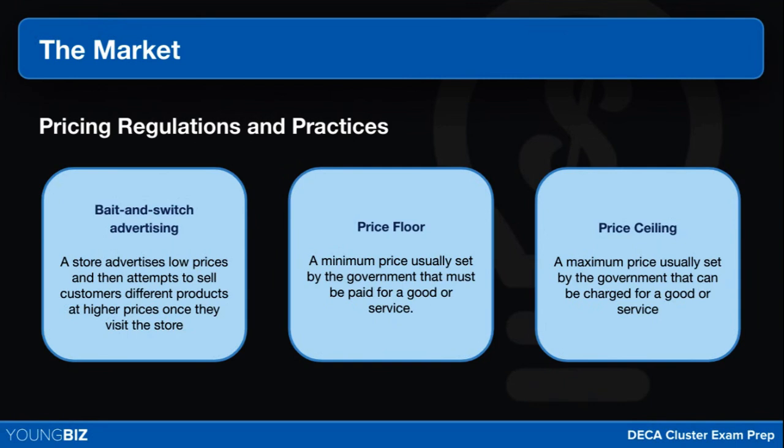Next up is a price floor. This is a minimum price that is usually set by the government that must be paid for a good or service. This essentially means that the market price cannot fall below this level. A price ceiling is a maximum price usually set by the government that can be charged for a good or service. Now, this means that the market price cannot exceed this level.